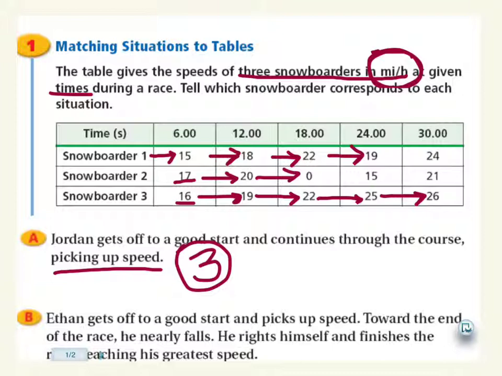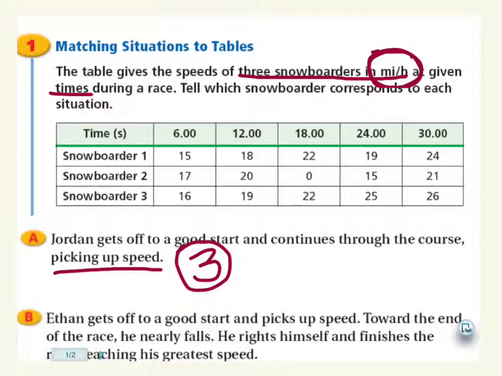B says Ethan gets off to a good start and picks up speed. Toward the end of the race, he nearly falls. He rights himself and finishes the race, reaching his greatest speed. Okay, so let's look at the ones that we have left. We can double check and make sure it's not 3, but let's look at the other 2. So if Ethan is snowboarder number 1, let's see if it fits. So it says he starts off at a good pace and he picks up speed. That is true, so that worked.